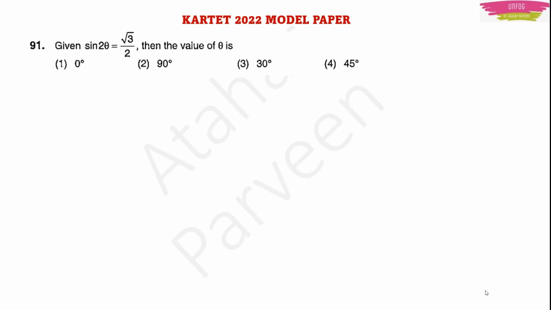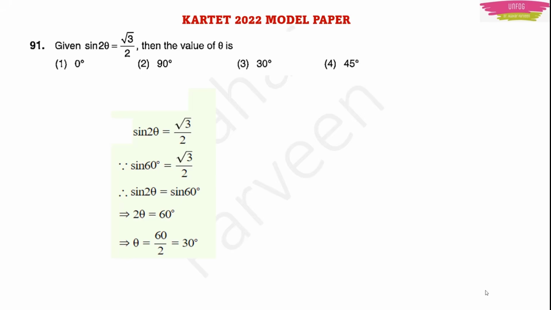Okay. Now what I will do? First I take sin 2θ = √3/2. On the right hand side, I can write sin 60 because sin 60 is equal to √3/2, right? Sine I can cancel. Then 2θ will be equal to 60 degrees. With this, θ will be equal to 60 by 2, which is 30 degrees.